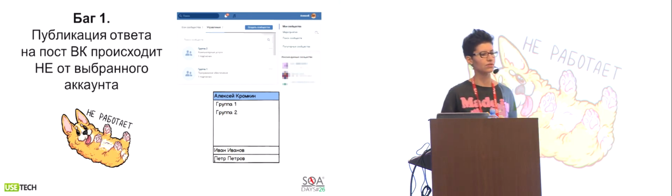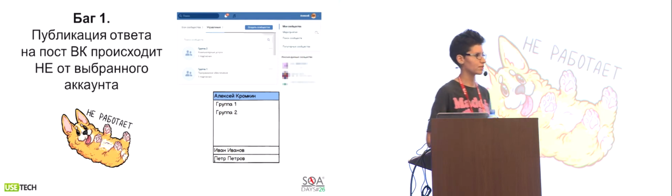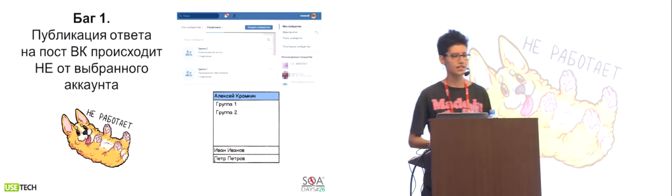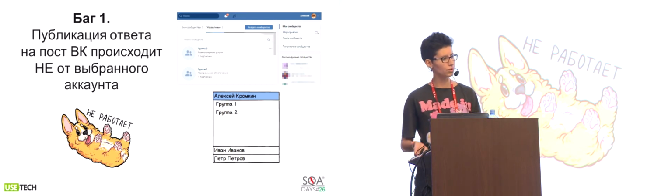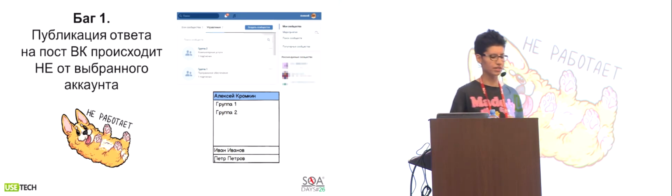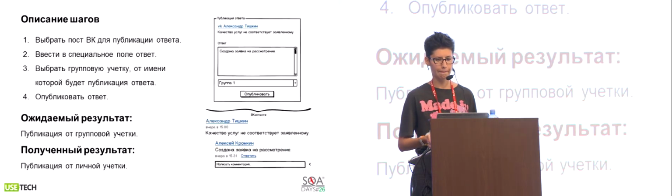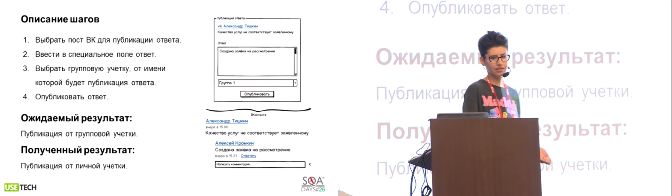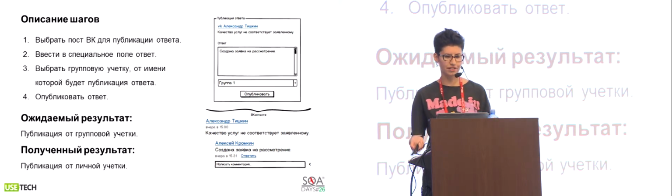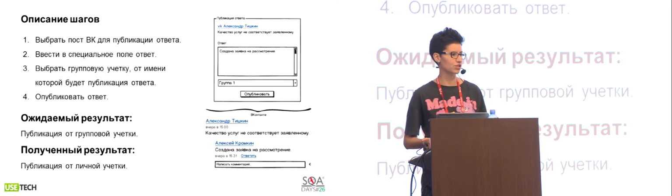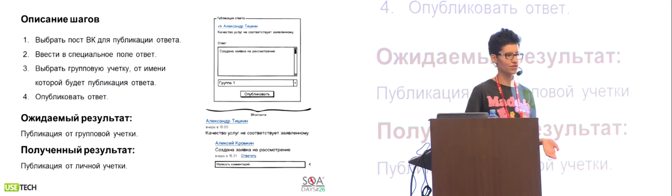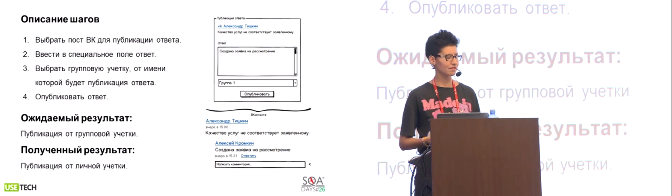So a new feature came in when we had to test a new publication in VK. We started running tests, and we saw that in the test where we checked the answer to a publication, the publication came from the admin of that group. This is clearly a bug. We have steps describing the bug. So here it is. We can send it to the developer and let them take care of that.